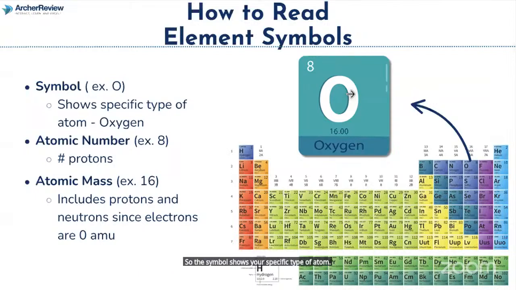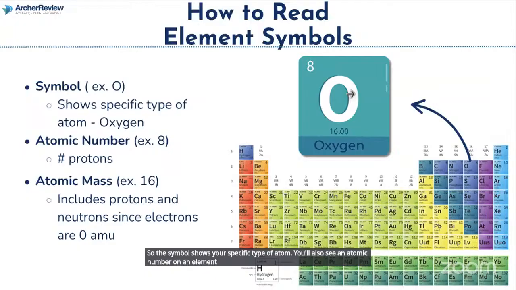You'll also see an atomic number on an element symbol. This is always going to be the lesser of the two values. And I say that because some element symbols will have the atomic number versus the atomic mass number in different places.